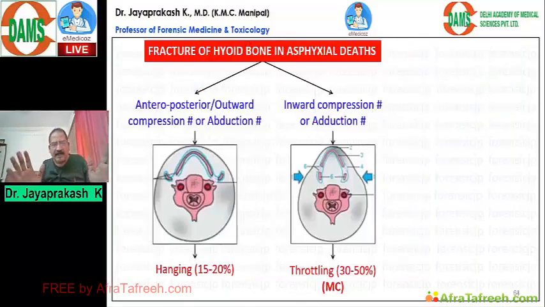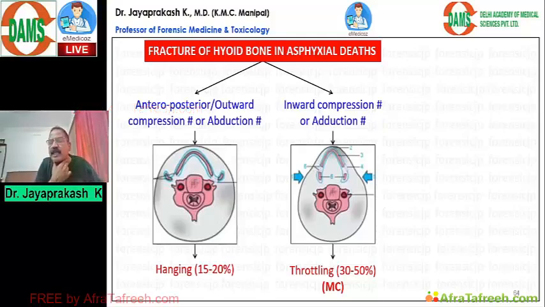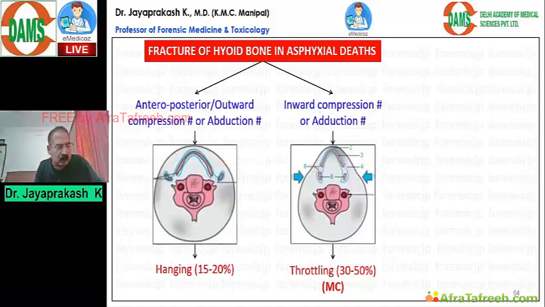And remember, in case of hanging, the ligature presses over the hyoid bone. It presses against the cervical vertebrae posteriorly, anterior ligature, so an antero-posterior compression fracture or abduction fracture is commonly seen in hanging. Inward means the person straight away presses the hyoid bone here, which is most common in throttling.